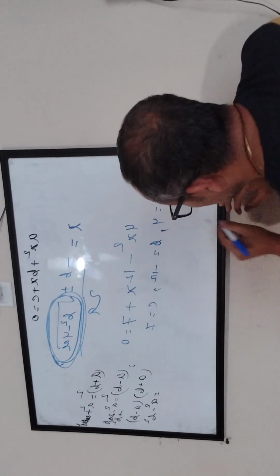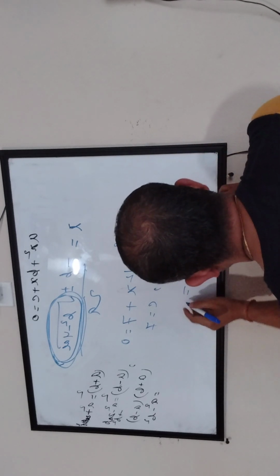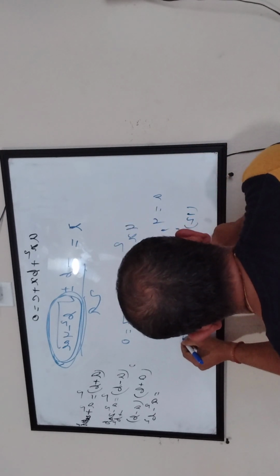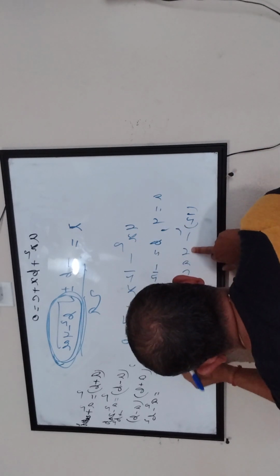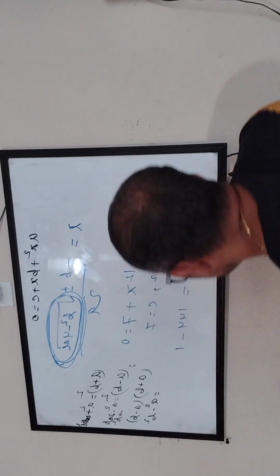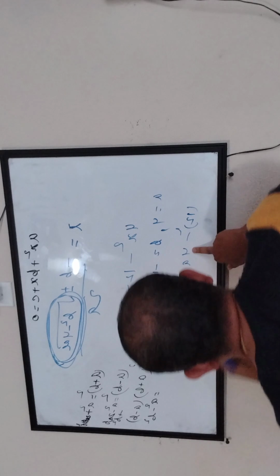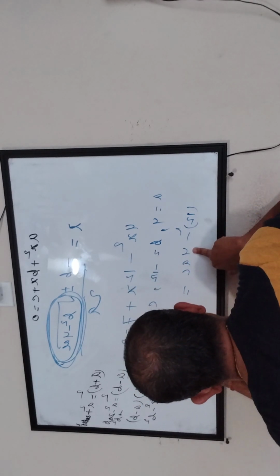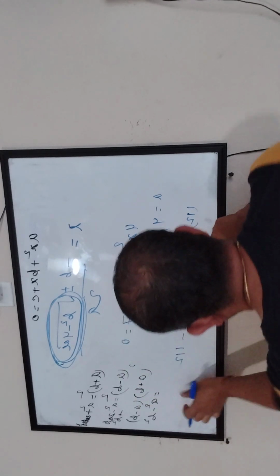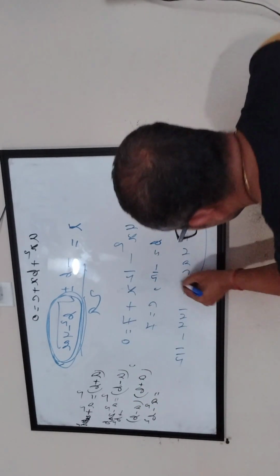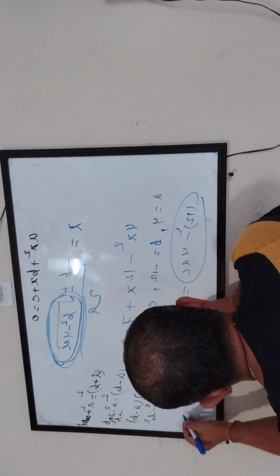B square minus 4ac. 12 square is 144 minus 4ac. 4 4s are 16, 16 7s are 112. So the value of B square minus 4ac is 144 minus 112, that is 32.